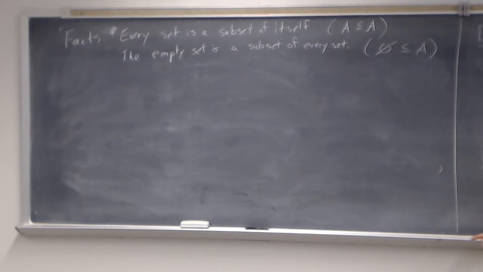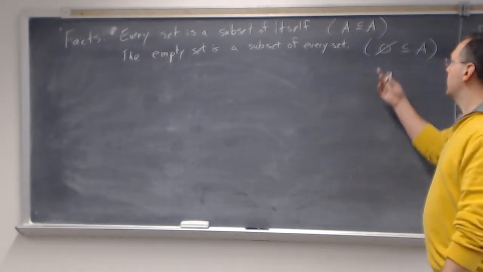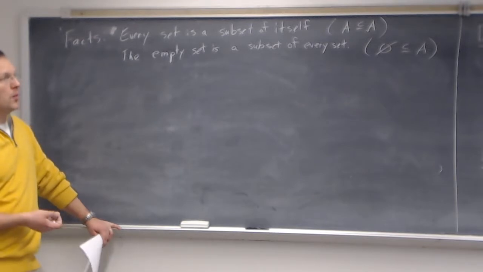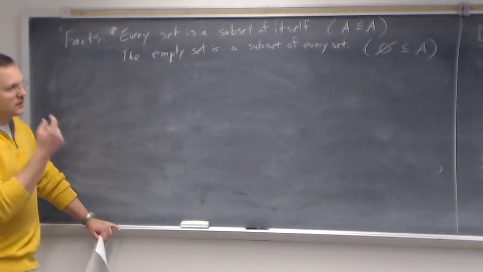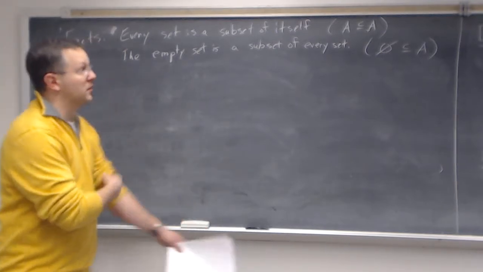So these are called trivial subsets. Some people will call these trivial subsets. Every set is trivially a subset of itself. The empty set is trivially a subset of every other set. So any other subset, we call a proper subset. Anything other than the set itself or the empty set, we call a proper subset.